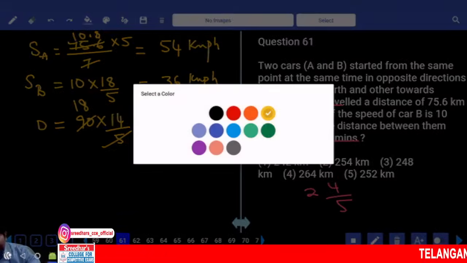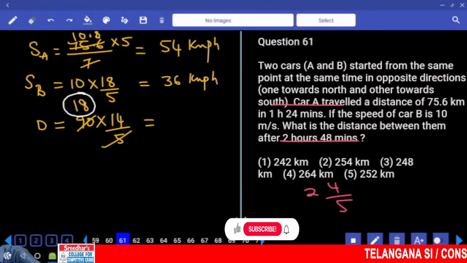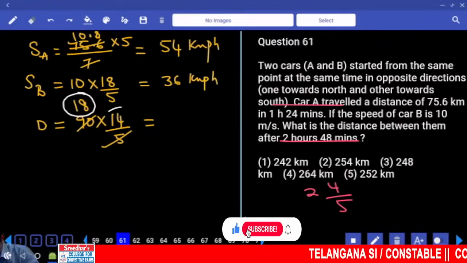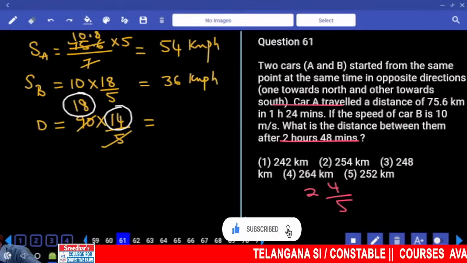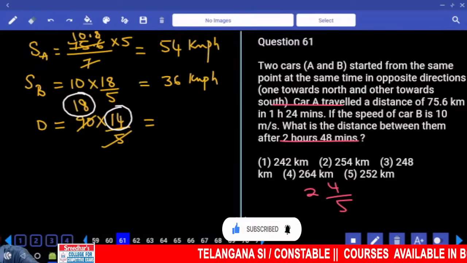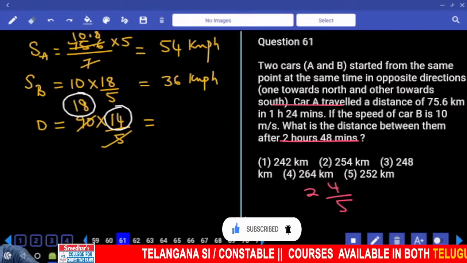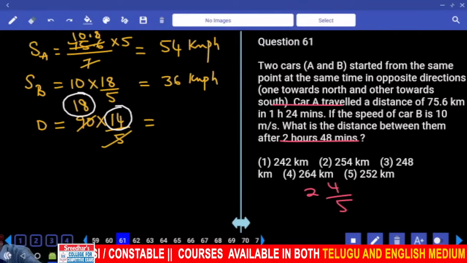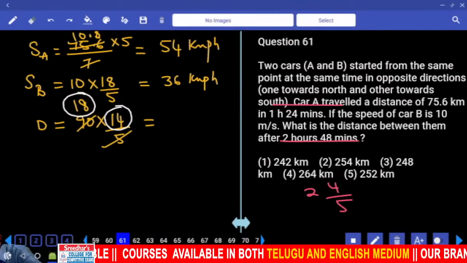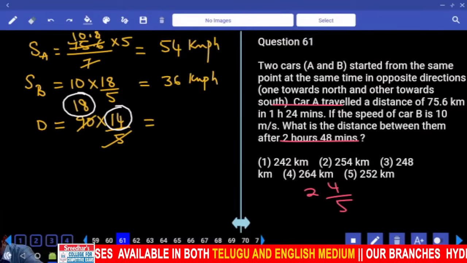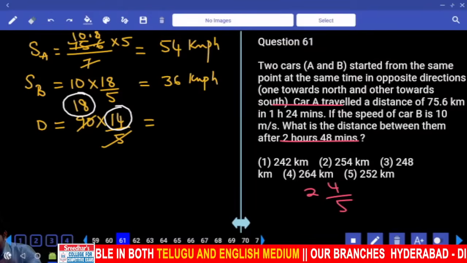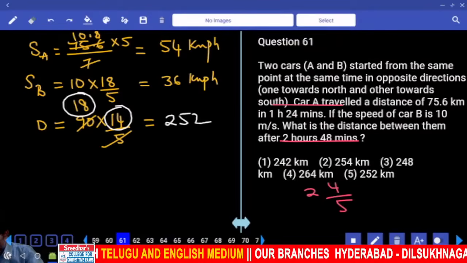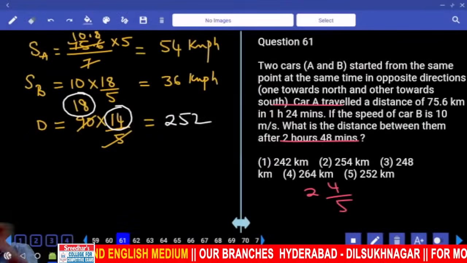18, for the time being, I will treat it as 16 plus 2. This one I will treat as 16 minus 2. 16 plus 2, 16 minus 2: the (A plus B) into (A minus B) concept, A square minus B square. A square is 256, B square is 4. 252. The same we can do in another way also.